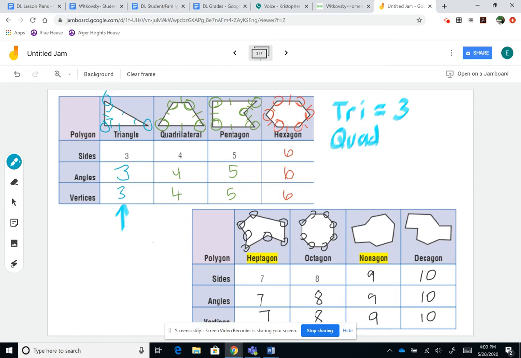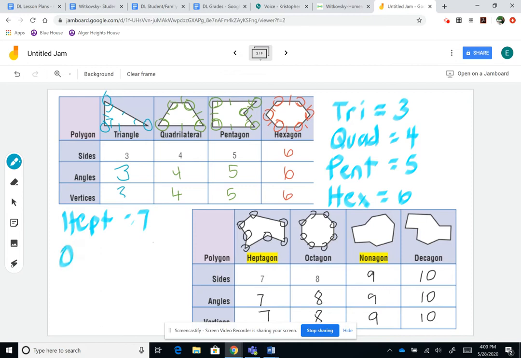Q-U-A-D. Quad equals 4. What about pent? P-E-N-T. Pent equals 5. And hex equals, hopefully you guessed it, 6. Now looking at the next part of the chart, hept, H-E-P-T, means 7.